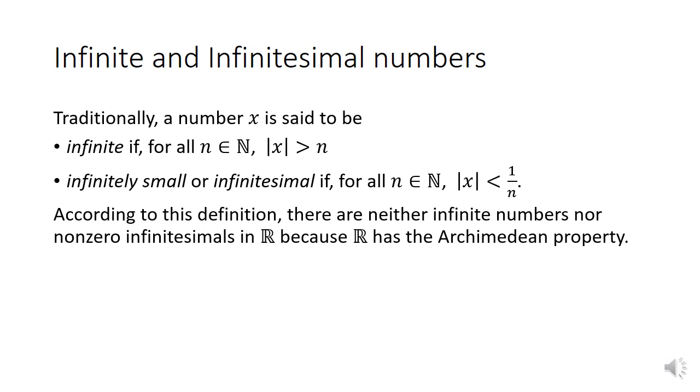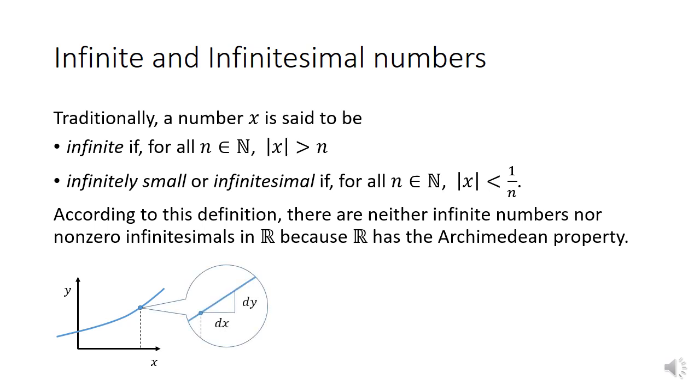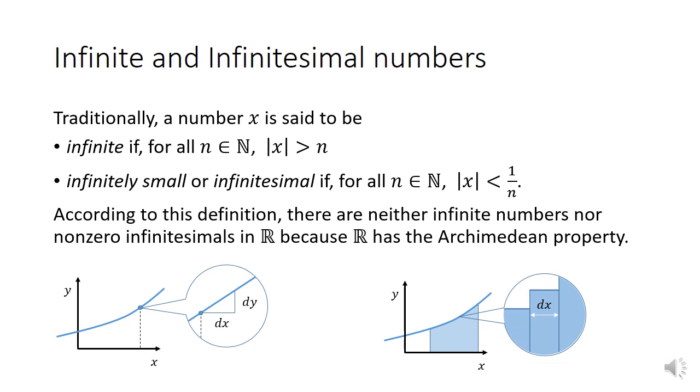This is a great pity because, as Leibniz and Newton already knew, we could make very good use of infinite numbers and non-zero infinitesimals in calculus. For example, we could determine the slope of a curve as the quotient of its infinitesimal rise dy over an infinitesimal run dx. Or we could determine the area under a curve by adding the areas of an infinite number of strips whose width dx is infinitesimal. In view of the Archimedean property of the real numbers, this path seems to be ruled out.